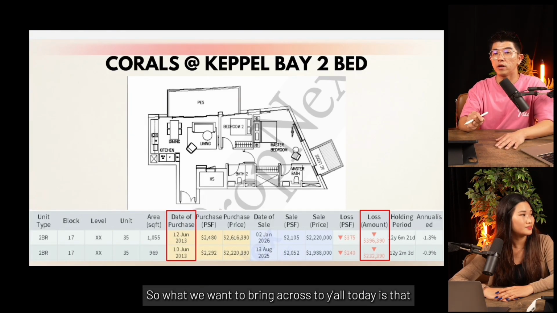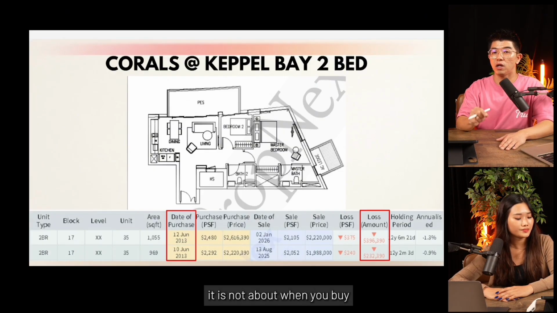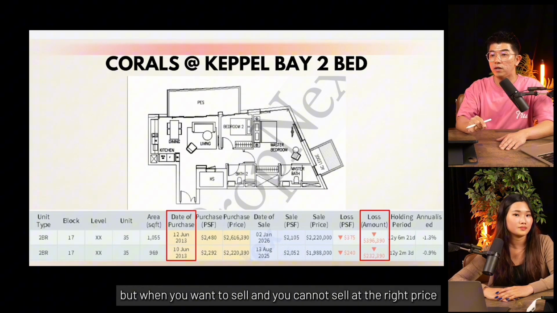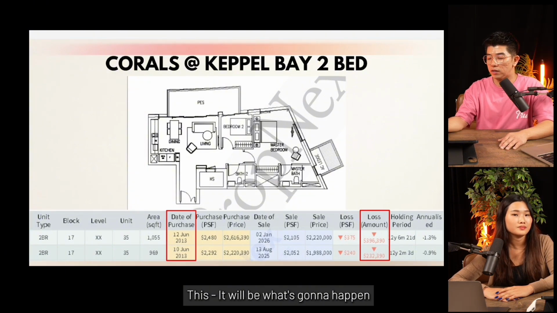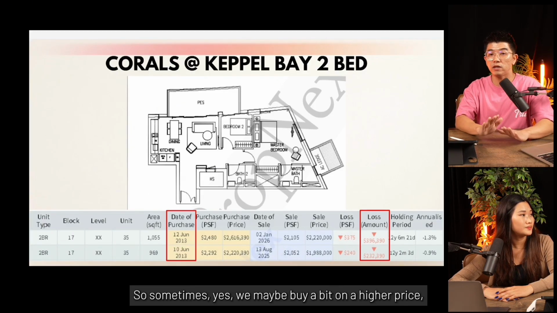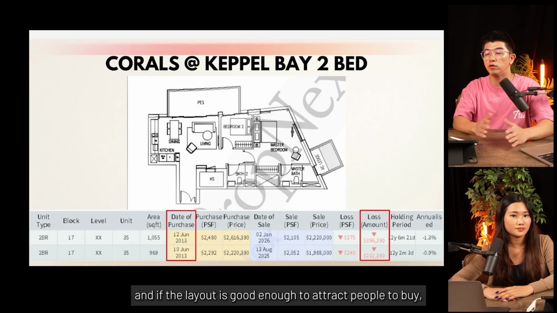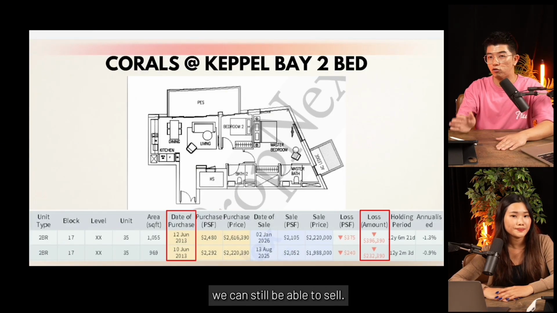So what we want to bring across to you all today is that it is not about when you buy. Sometimes you buy even at a high price, but when you want to sell you cannot sell at the right price, and that is what's going to happen. So sometimes, yes, we may buy at a higher price, but if we hold long enough and if the layout is good enough to attract people to buy, we can still be able to sell.